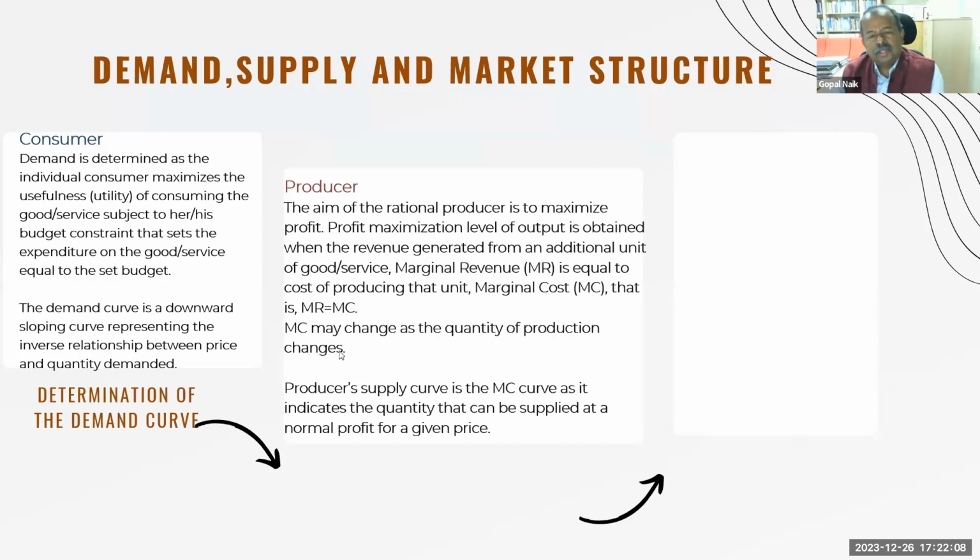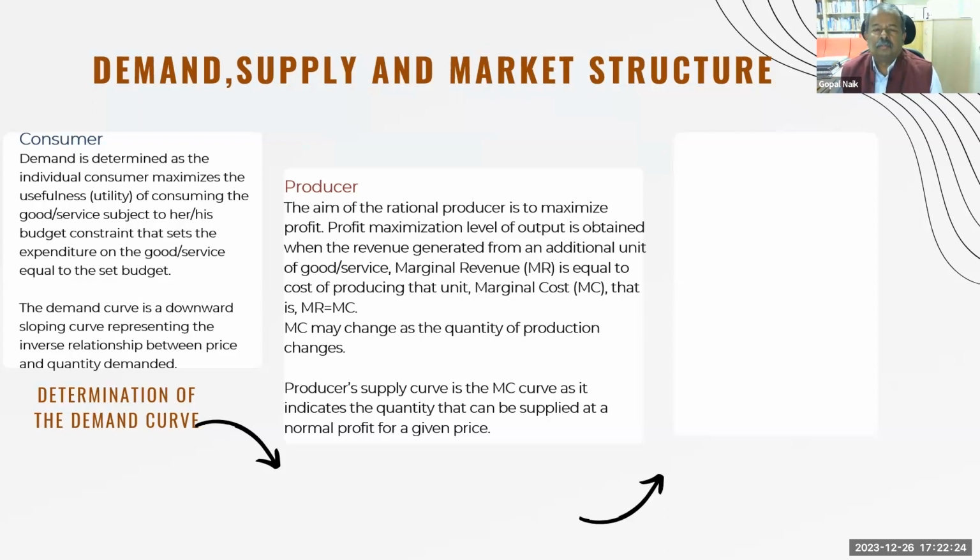But the supply actually comes from the producers, whoever is producing, manufacturing, or in agriculture, farmers, and so on. They produce the goods and services, and their aim is basically maximizing profit.